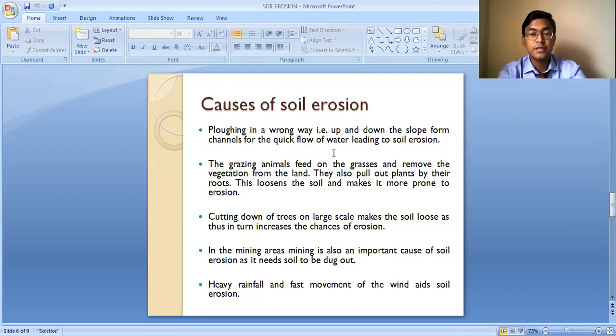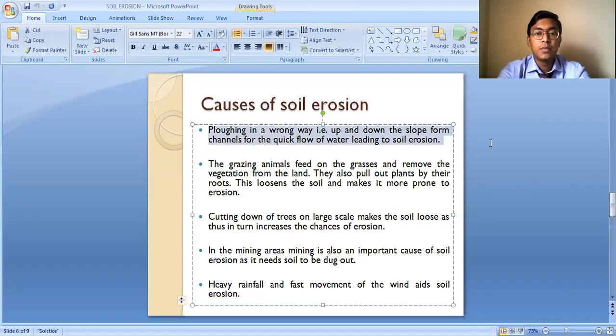Okay, so let us have a look at some of the important causes of soil erosion. Plowing in a wrong way, that is up and down the slope, forms channels for the quick flow of water, leading to soil erosion.